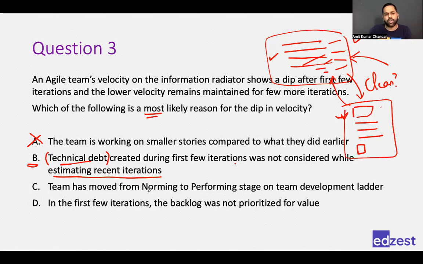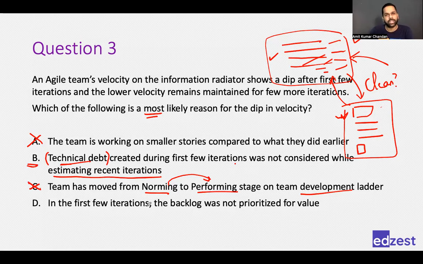Team has moved from norming to performing stage on the team development ladder, the Tuckman ladder. See, if they move from norming to performing stage, they should do more story points. Right? They should do more user stories. They should do better work rather than a dip in velocity. So this is opposite to what the question is saying. Then we go to D.